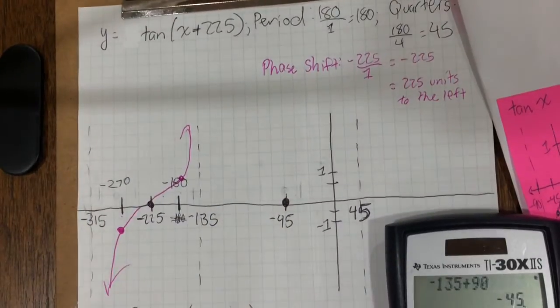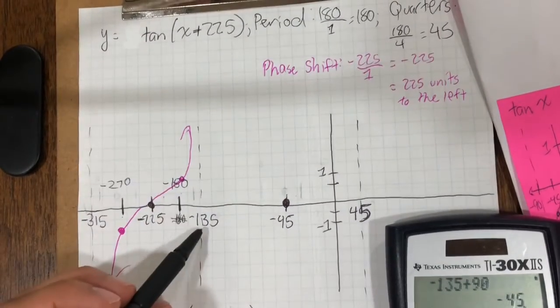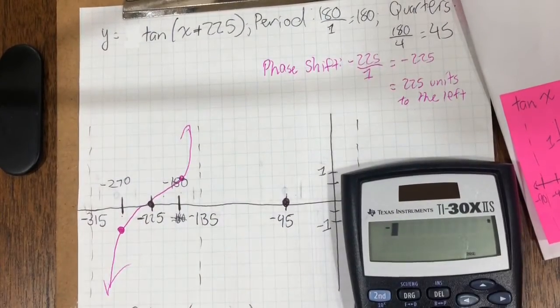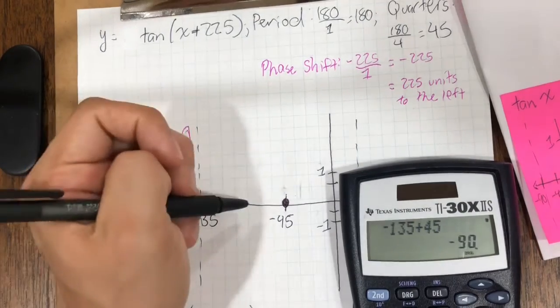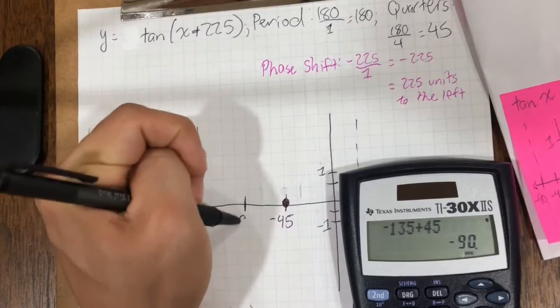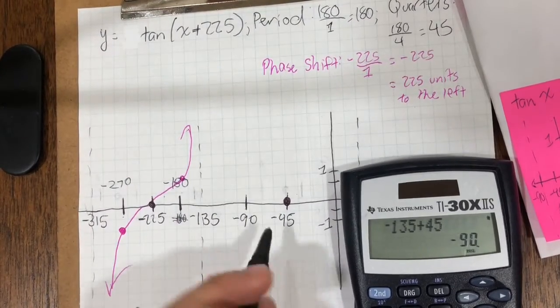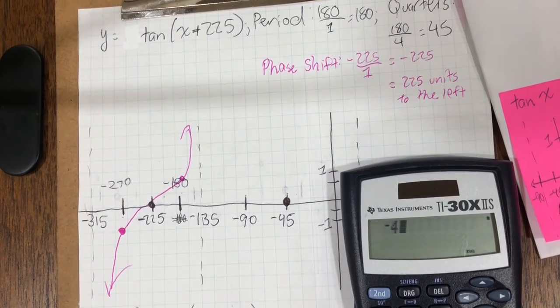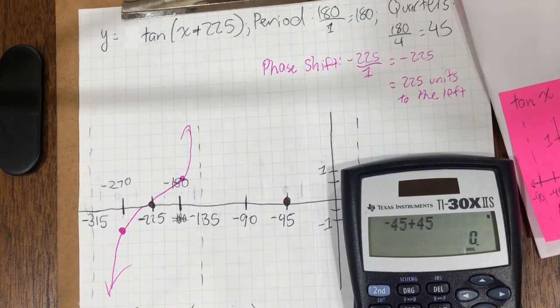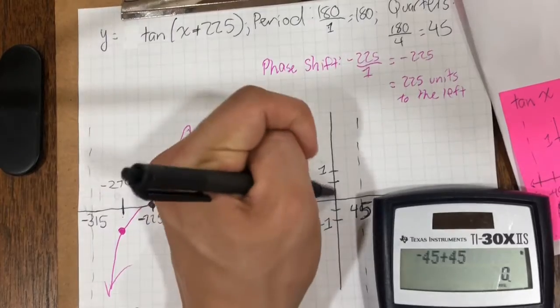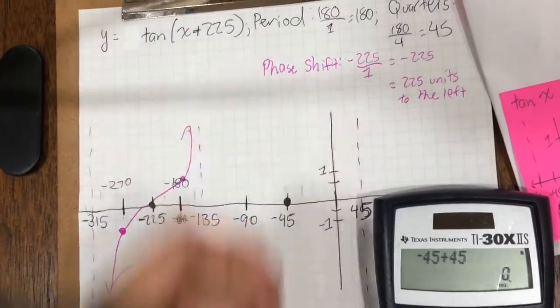All right, so to figure out the two halves, I'm going to take negative 135 and now add it to the quarter, which is 45. And that gives me negative 90. All right, and then we go from negative 90 to negative 45. And then if I take negative 45 and add it to 45, I get 0. So that means my other half is on the x-axis.